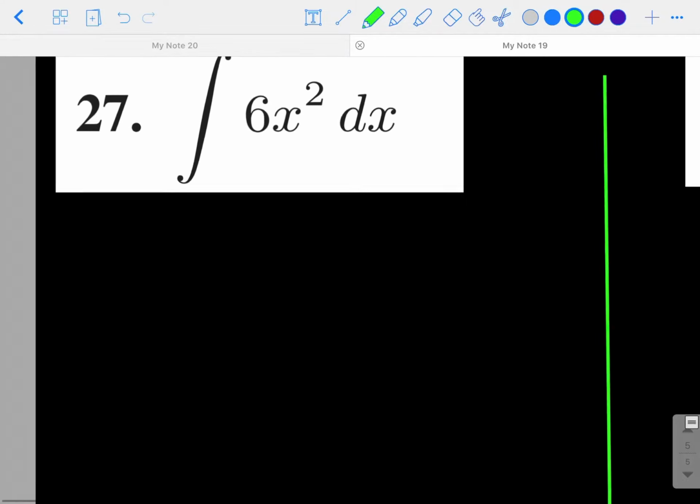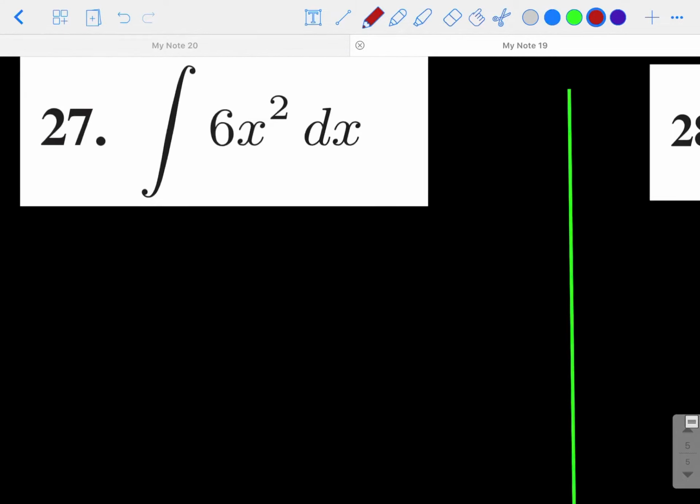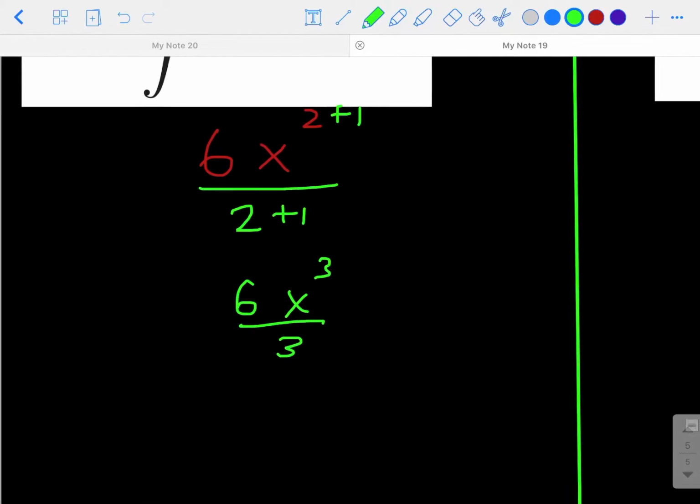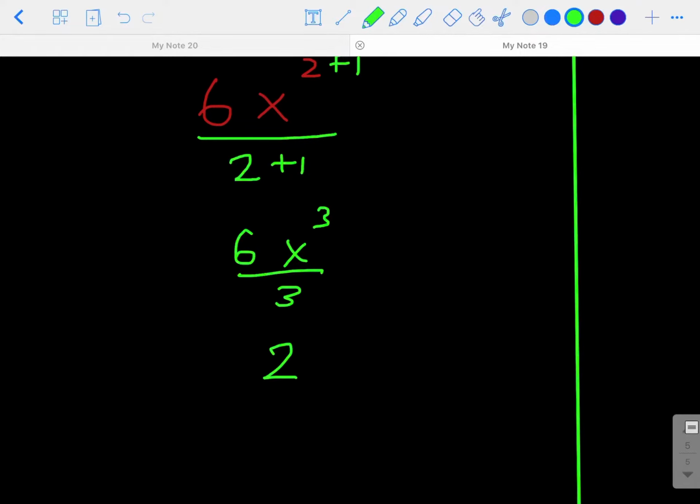27. This is pretty straightforward. I'm going to quickly apply the integration process, so this becomes 6x squared. And to increase by 1 degree, but also divide by that 2 plus 1. 6x^3 over 3. And that reduces down to be 2x^3. And again, since we're talking about indefinite integrals, I need to include that plus c.